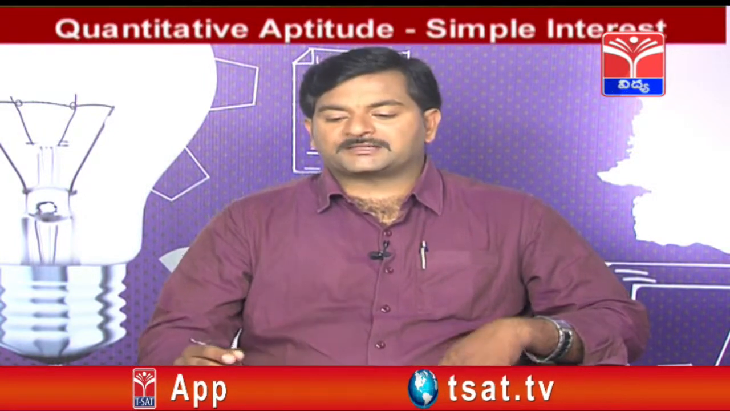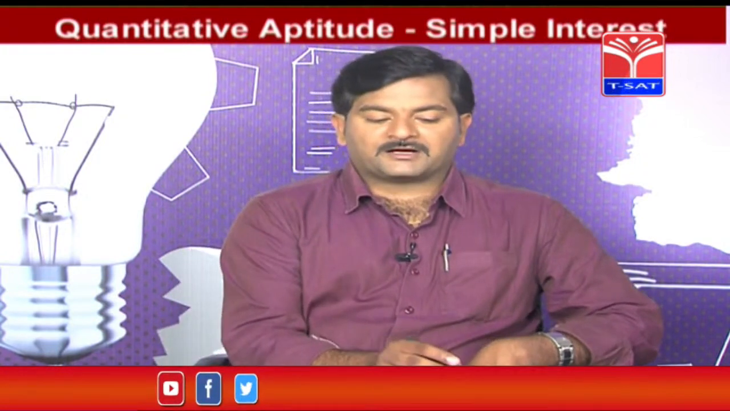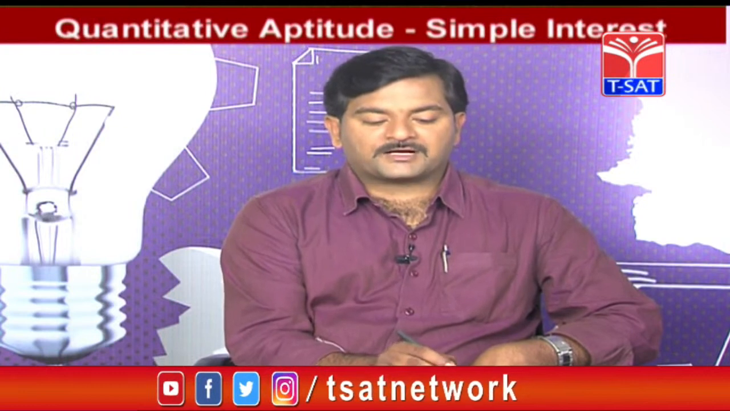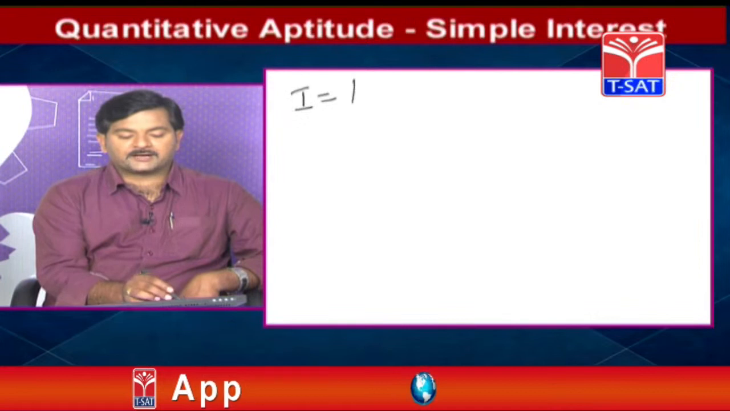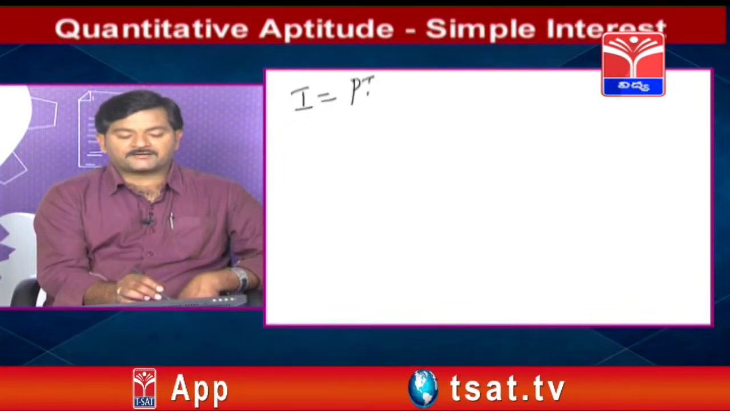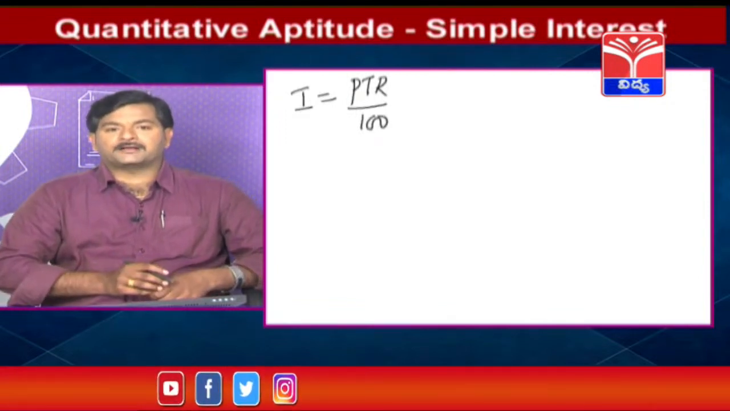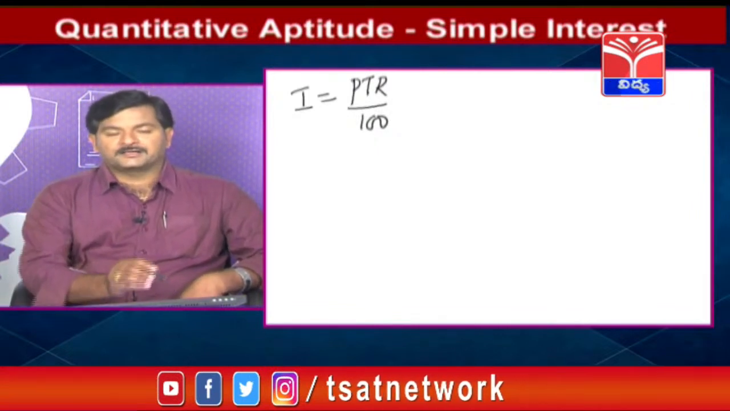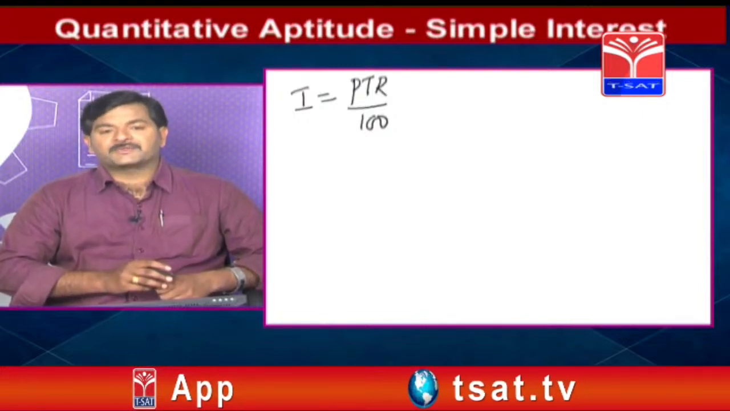Now we'll take some different formulas in simple interest and compound interest, then we'll discuss. The basic first formula in simple interest is I is equal to PTR by 100, right? Everybody is aware of this formula, which we come across from childhood. In I is equal to PTR by 100, I means interest, P means principal or principal amount, T means time, R means rate of interest.